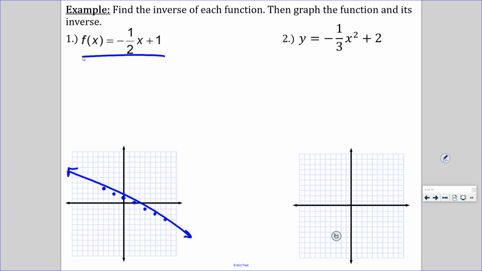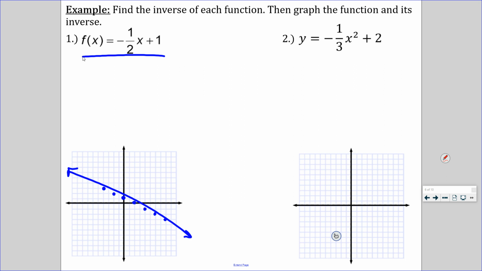All right, so pick one color to graph the original. Now let me ask you this question. Before we even find the inverse, is the inverse going to be a function? Yes, it passes the horizontal line test. Good. Okay. Now we're going to actually algebraically find the inverse.